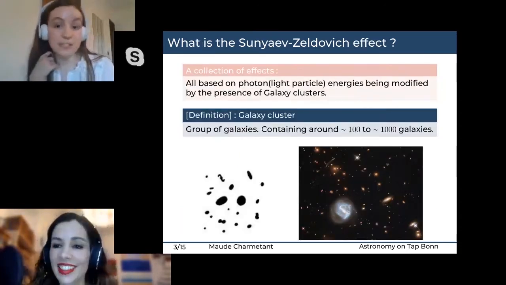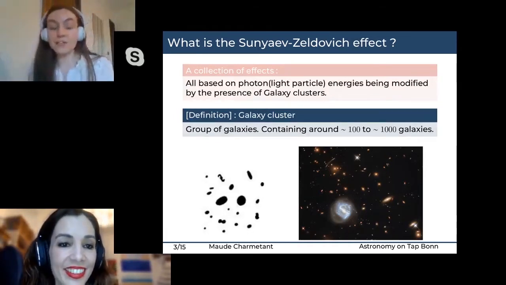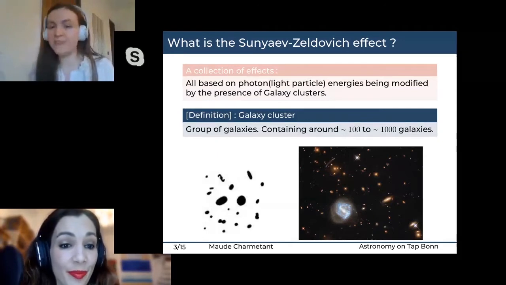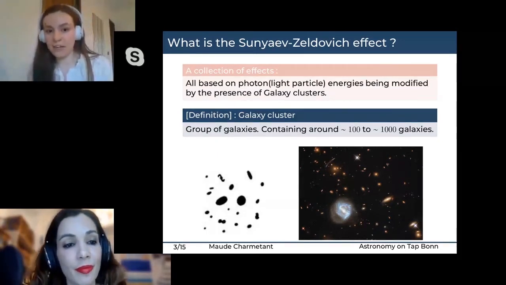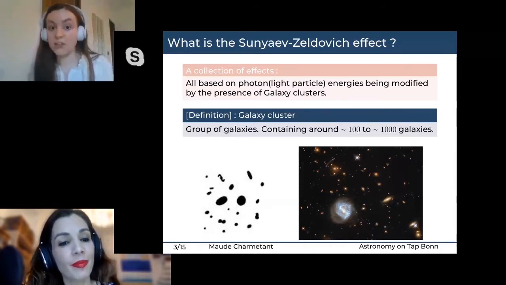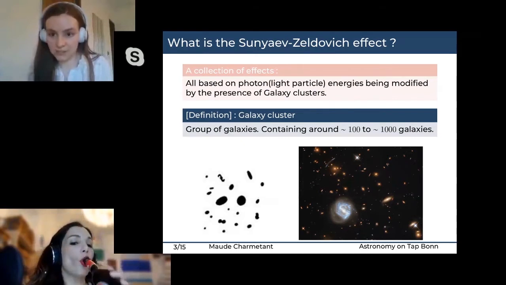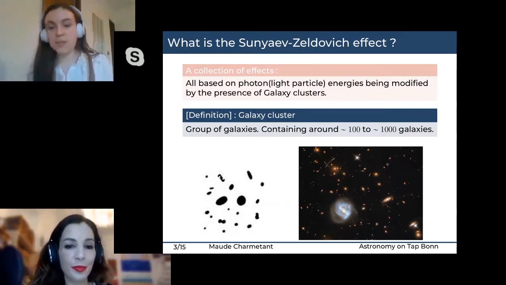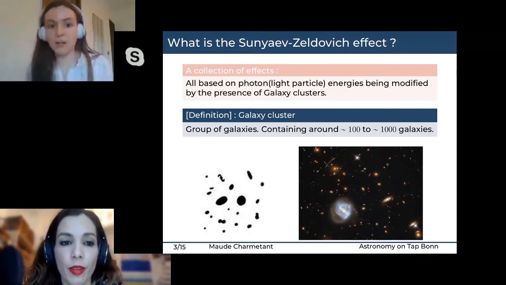Okay, so you might wonder now, what is this Sunyaev-Zeldovich effect? Actually, it's a collection of effects. There are many flavors, let's say, of the SZ effect, but they are all based on the fact that photons, which are the light particles, can have their energy modified by the presence of galaxy clusters. So their energy might change when they go through galaxy clusters.